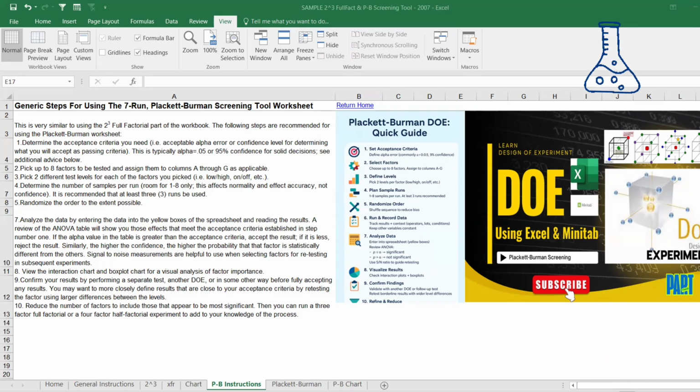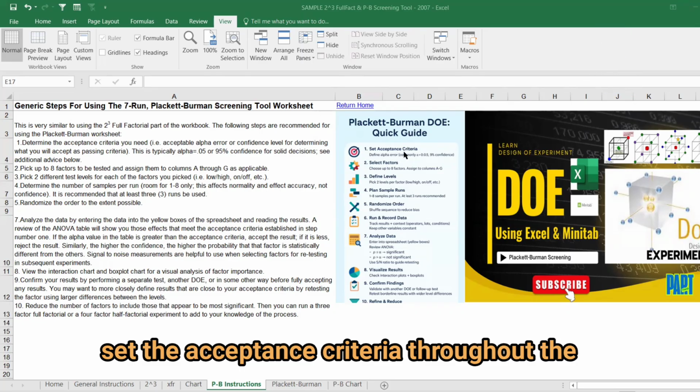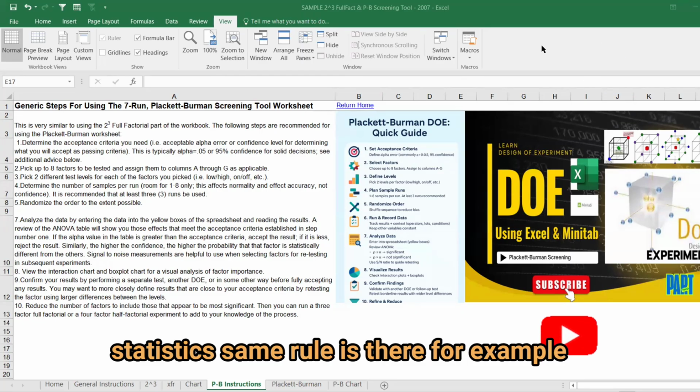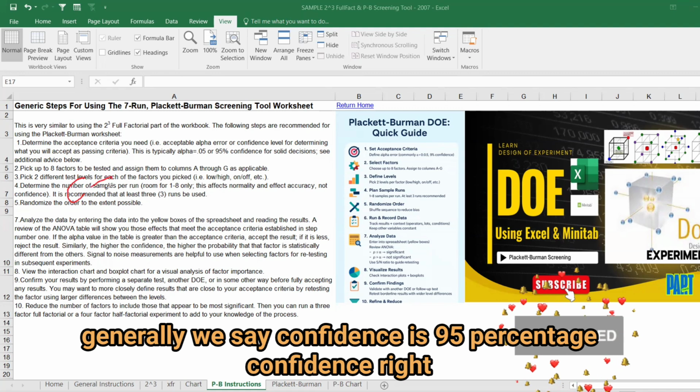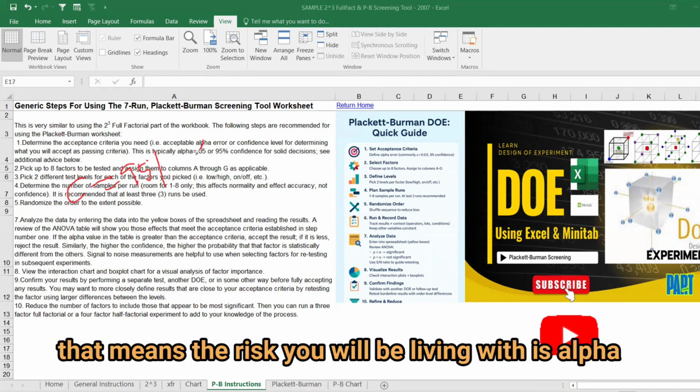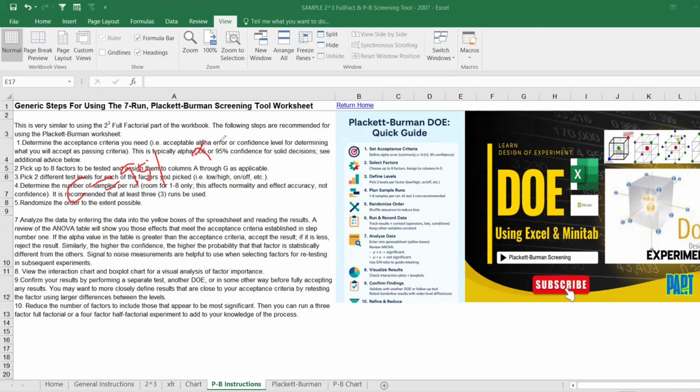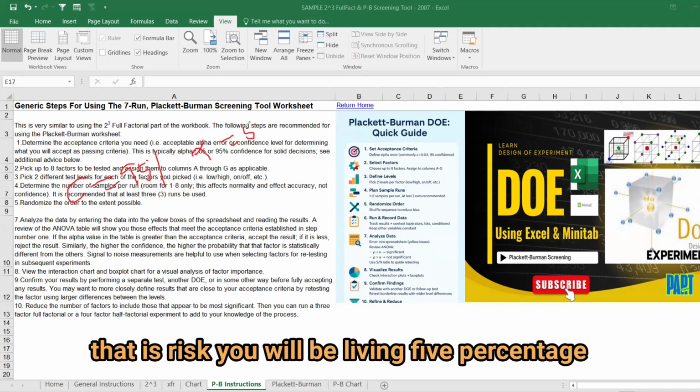First, set the acceptance criteria. Throughout the statistics, the same rule is there. For example, generally we say confidence is 95 percentage confidence, right? That means the risk you will be living with is alpha, that is the risk. You will be living with 5 percentage, right?